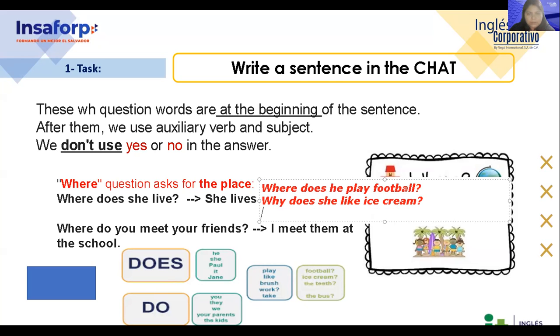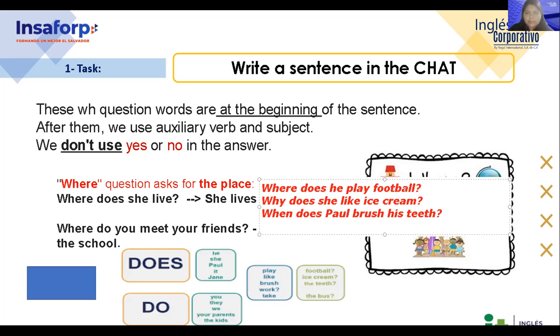Paul brush the teeth. ¿Qué double H debo utilizar acá? ¿Cuál podría utilizar? Why, when, how, where. When, okay, cuando. When does Paul brush his teeth? Ahí le vamos a cambiar un poquito, his teeth. So in the morning, in the afternoon, at night. Next question, Jane and work. Where? Okay, muy bien.